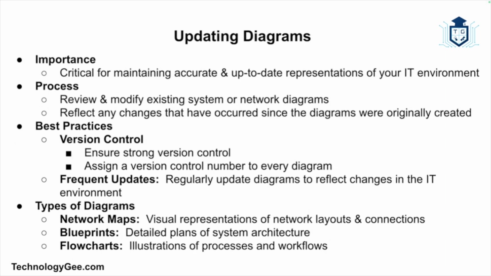Next, let's talk about updating diagrams. So in the ever-evolving landscape of your IT environment, the process of updating diagrams plays a vital role. Updating diagrams is the process of editing current diagrams of systems or networks and inserting any changes that have occurred since the diagrams were originally created. And as a best practice, you should ensure strong version control and put a version control number on every diagram. Diagrams can be visualized as maps or blueprints of your network or flow charts of a process.